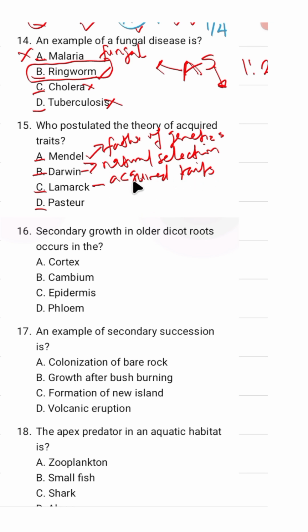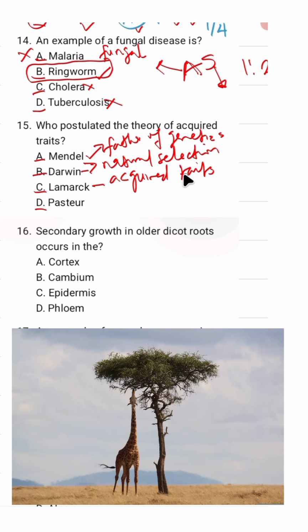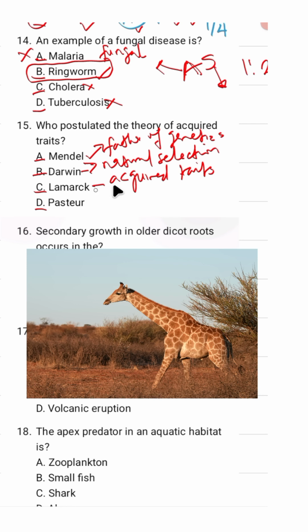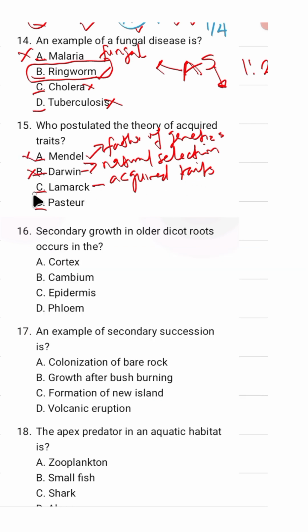For example, giraffes have long necks. Because their ancestors stretched their necks to reach higher leaves during feeding, these traits will be passed from the parent to the offspring. This is not the answer. This is the answer here. So the answer is option C, Lamarck.